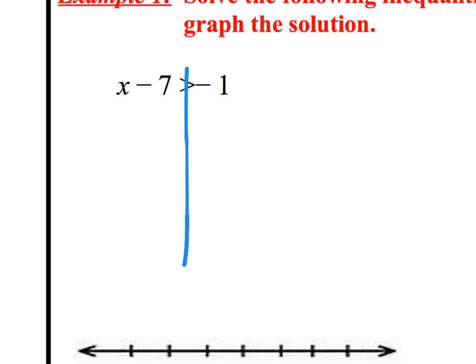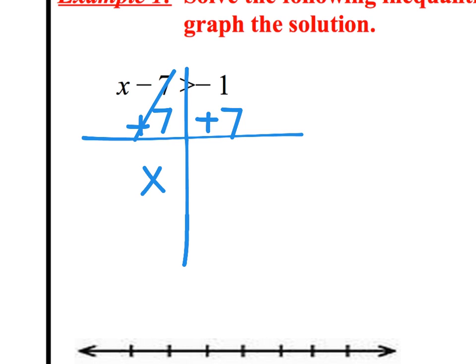And we are solving for x, which means we are getting x by itself. To undo subtraction, I do the inverse, which is addition, and add 7. So that would give me x is greater than negative 1 plus 7, which is 6. x is greater than 6 is my answer.